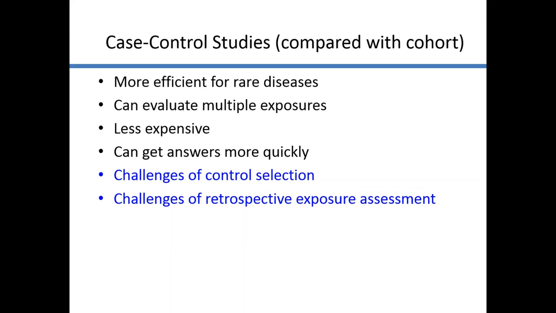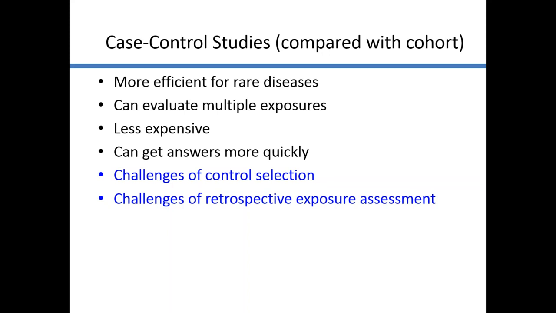But there are obviously challenges. Who's the best control group? Selecting different control groups gives you different answers. How do you know you selected the right one? With a cohort study, you don't worry about that. It's all internal. You don't have a control group per se. It's not a sample. Your cohort is your group. In a case control study, you're sampling. And sampling has problems.